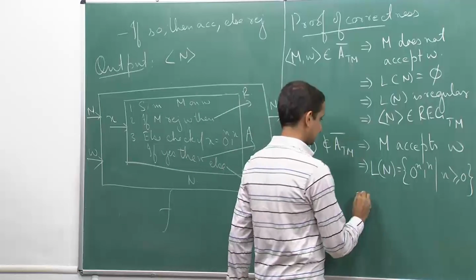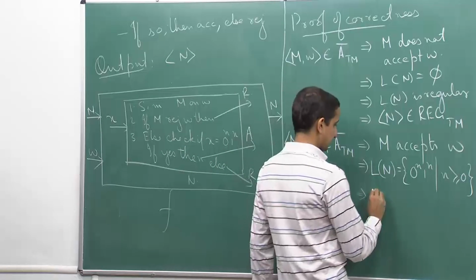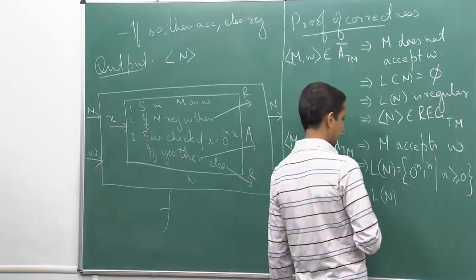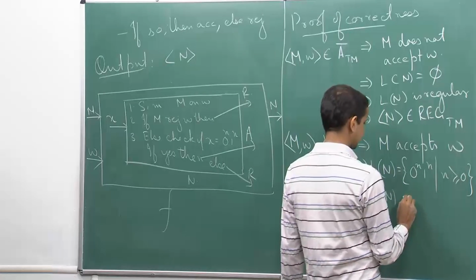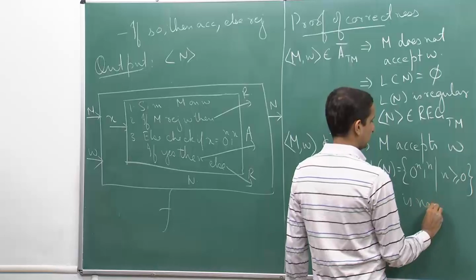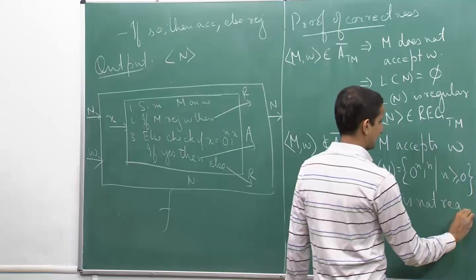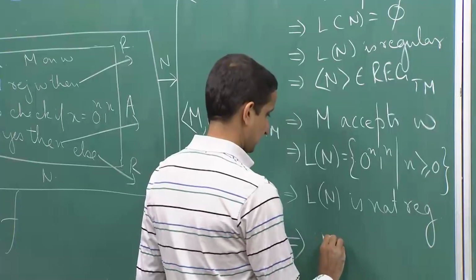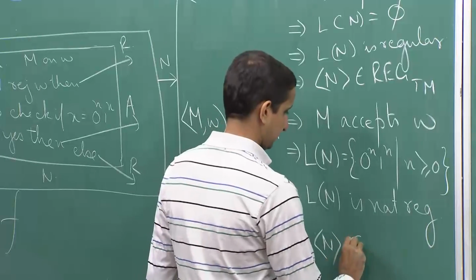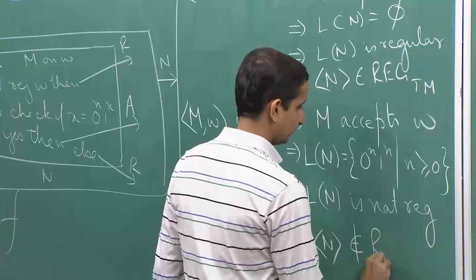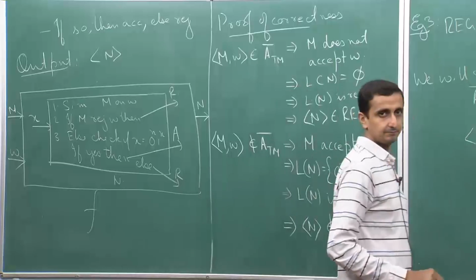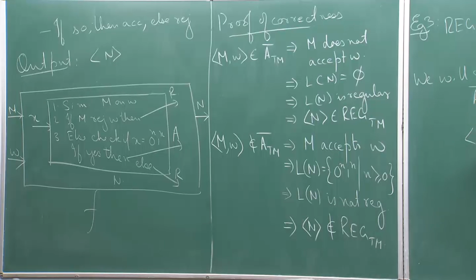This implies that the language of n, and we know that this is a non-regular language, is not regular, which implies that n does not belong to REG-DM. So, this completes our proof.